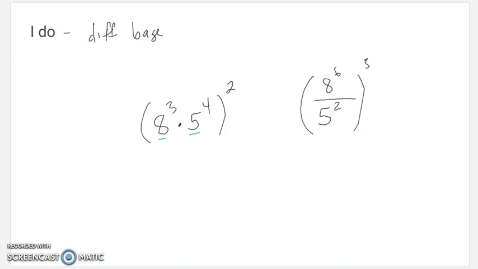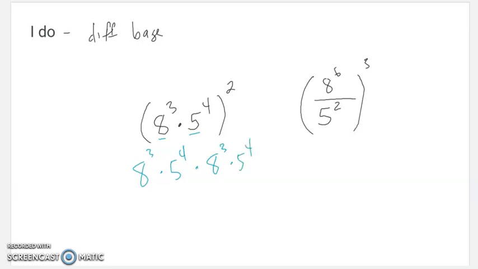rather than 8 times 8. And here it's 8 divided by 5. So let's think about that. We haven't really seen ones like that. So this means I have second power. That means I have 8 to the third power times 5 to the fourth power, twice times itself times that again.